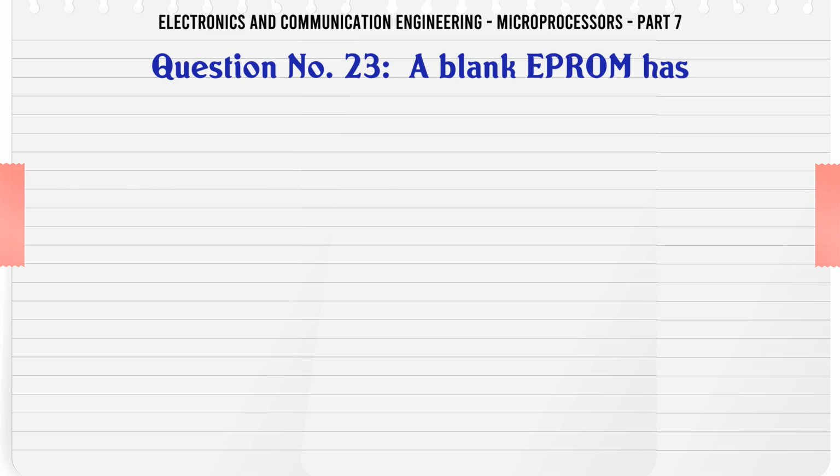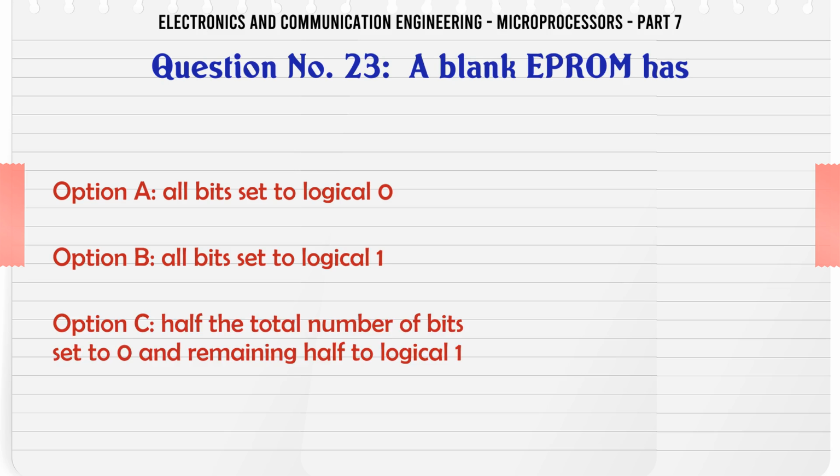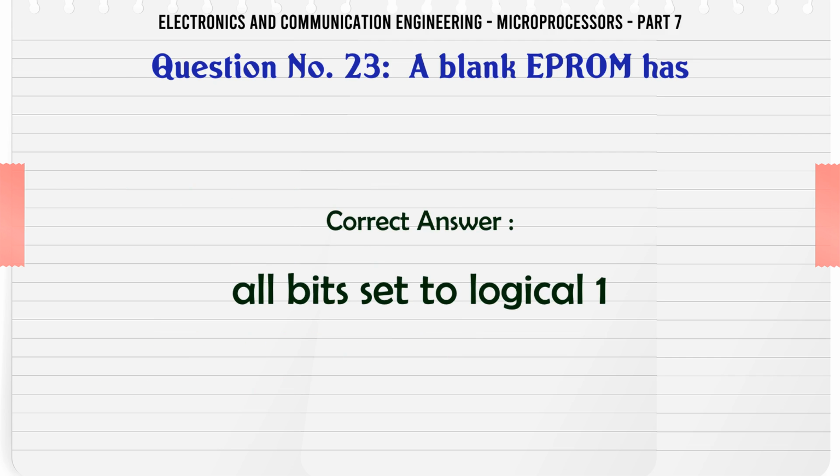A blank EEPROM has: A, all bits set to logical 0. B, all bits set to logical 1. C, half the total number of bits set to 0 and remaining half to logical 1. D, either A or B. The correct answer is all bits set to logical 1.